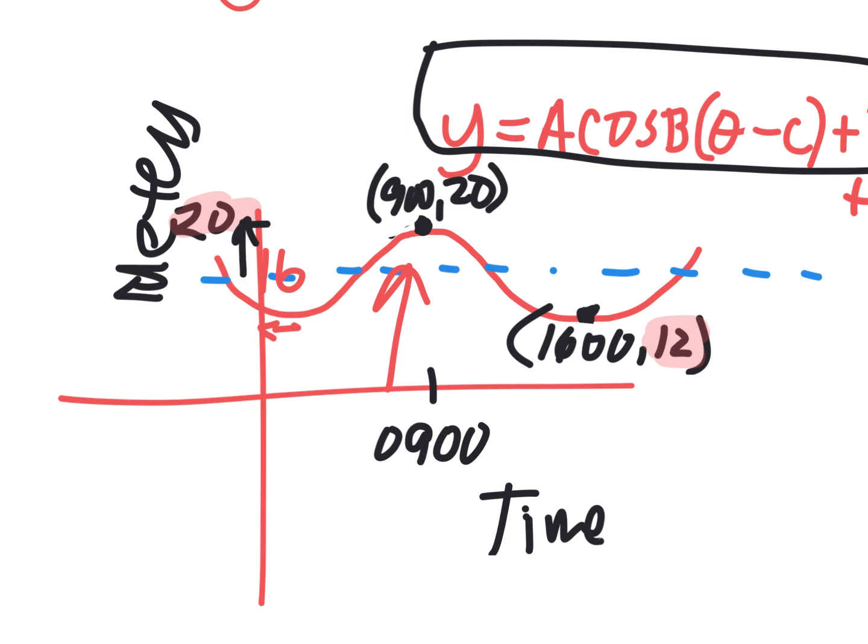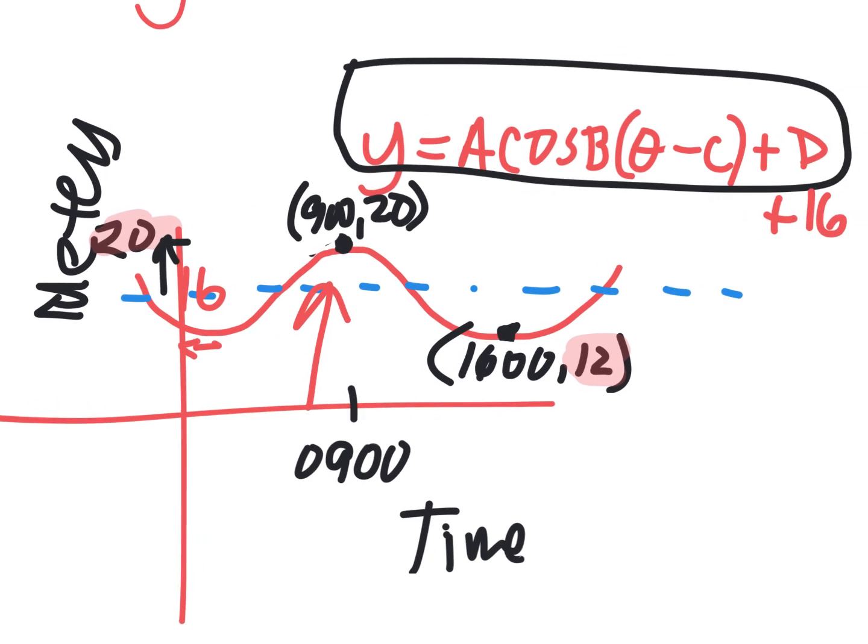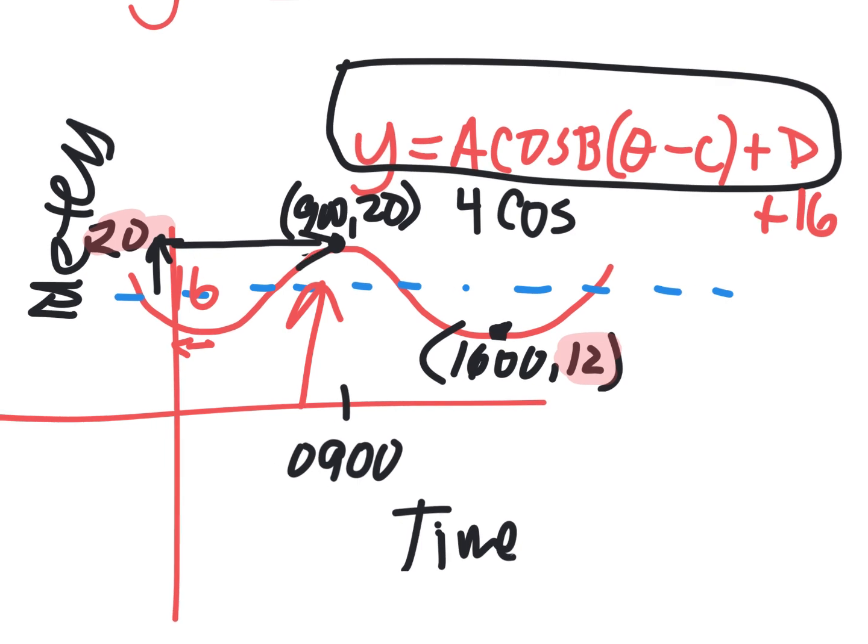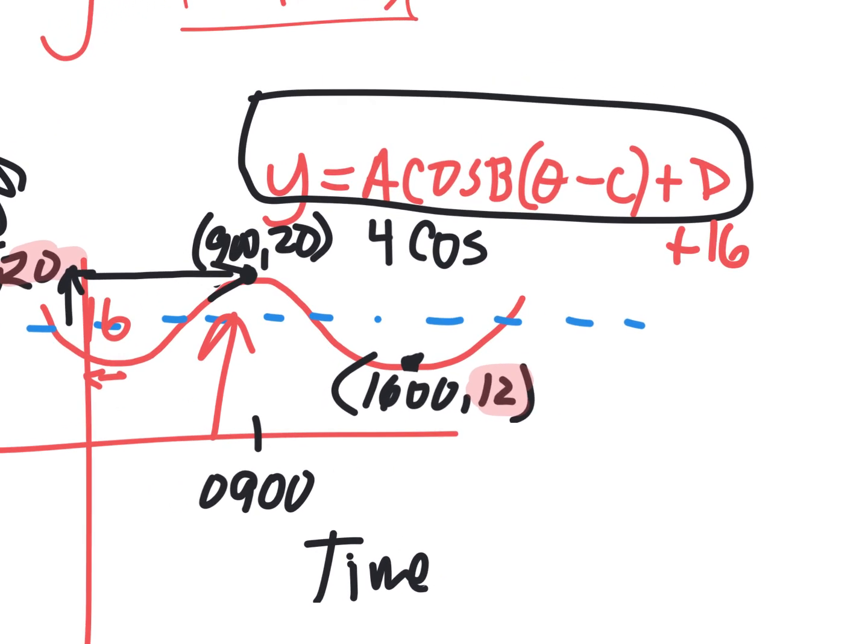That's called the what? Amplitude is 4. It goes from 16 to 20, so the amplitude is 4. And then we always use cosine. Why do we always use cosine? Because this shift right here, which is from 0 to 900, and therefore 900, is just the shift you'd put right there. All right, and those are the 3 easy ones.